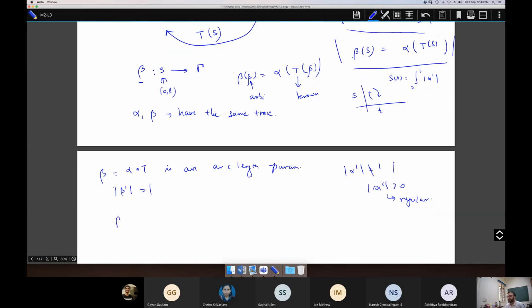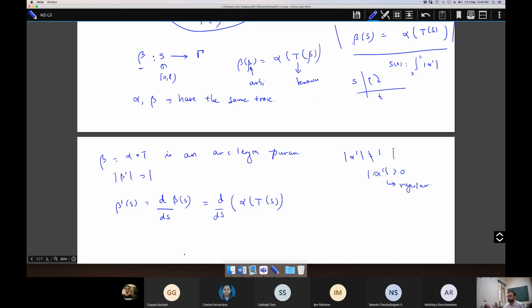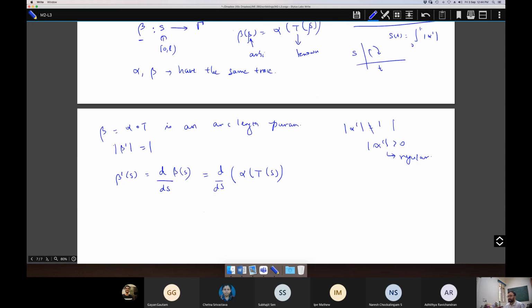So, what is the meaning of beta prime? Should I differentiate with respect to t or s? S. d by ds of beta of s, correct? So this will be equal to d by ds of alpha of T of s, correct? Okay, how do I proceed?